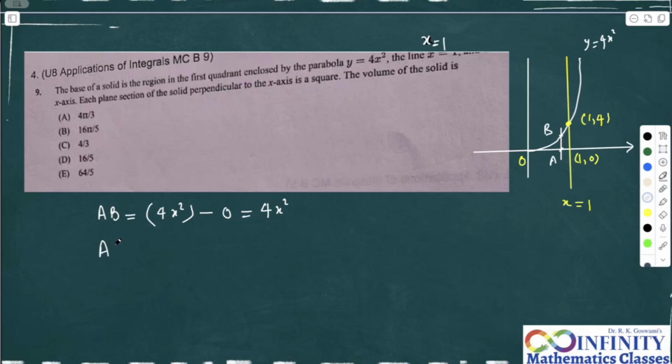I need the area there because it is a square. So I will be having AB square only. That is 16x power 4 there. Right? Right.